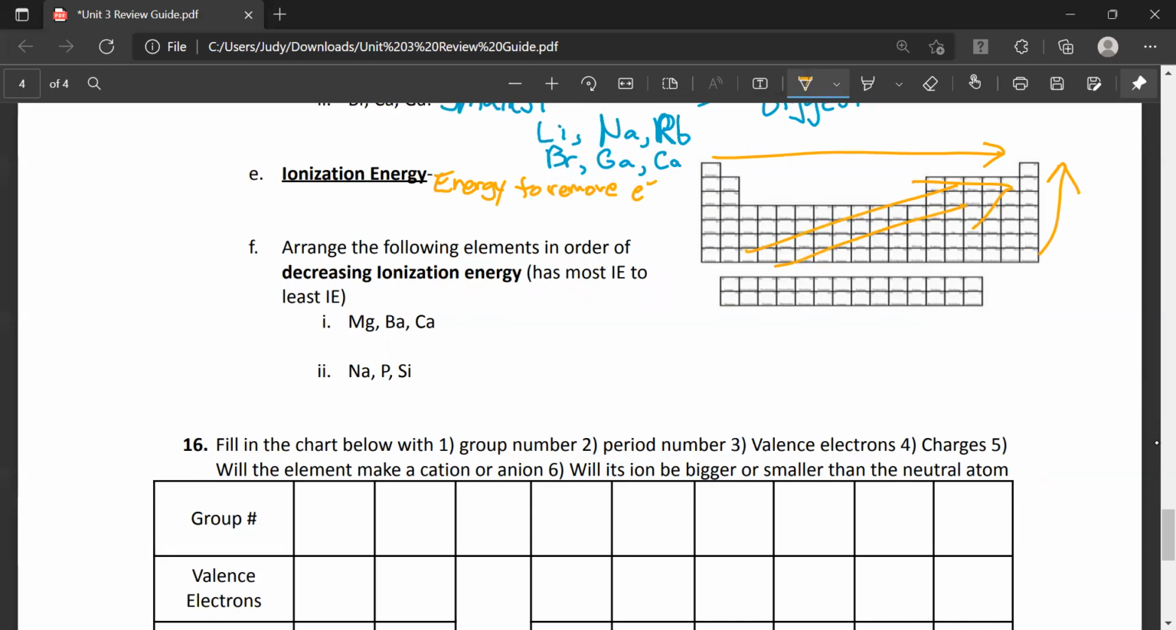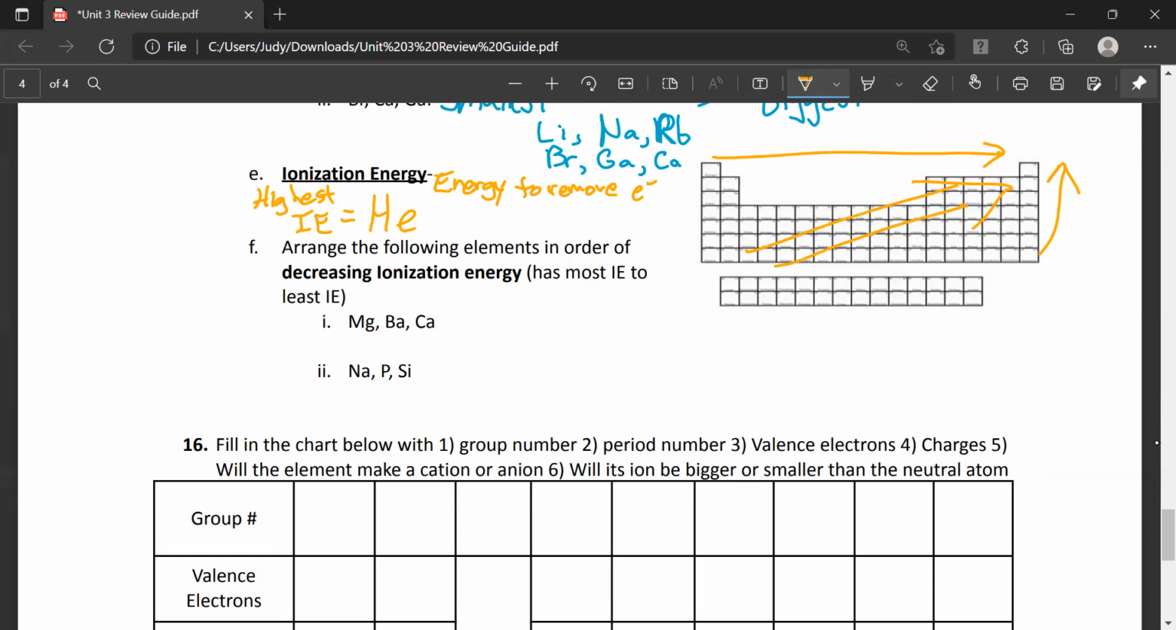Now, the highest ionization energy in this case is going to be helium. My apologies, it should be a lowercase e. The reason why it's helium is because, remember, we're removing electrons, not gaining electrons. So for ionization energy, the highest element would be helium.